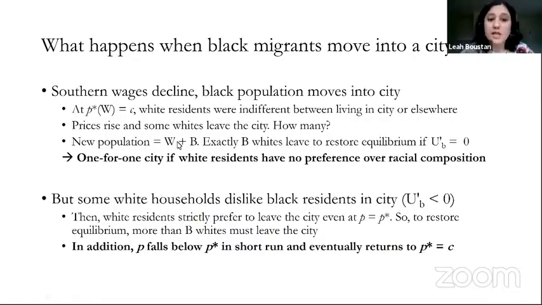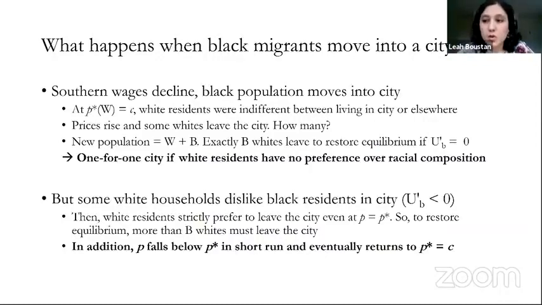Well, the new population is W, the old white population, plus B. And we know that at population W, prices return to construction cost. So exactly B whites must leave when Black population moves in, under the assumption that I said we were going to start with, that whites do not have a preference over racial composition.